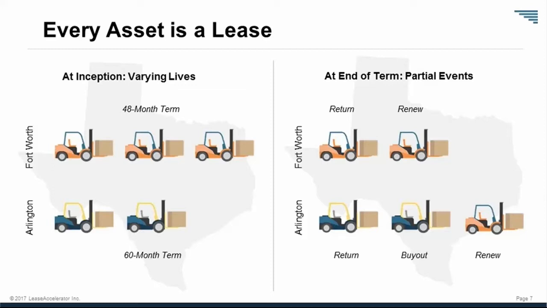There's typically in equipment leasing four options at the end of term. You can renew, you can return, or you can buy out. And the fourth one is evergreen. You can just forget about it, and the invoices will keep coming, and you keep paying it, and you still get to use the asset.